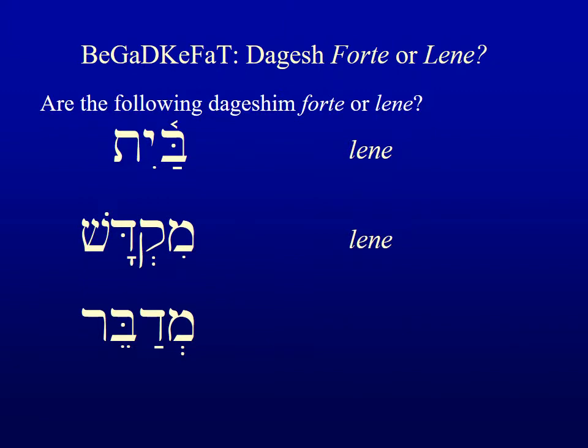We can look at a third case. Here we have a Begad Kafat letter with a Dagesh. If we look prior to the Dagesh, we have not a schwa, but a short vowel, patach. This is not the first letter in the word. It's not following a schwa, so it is Dagesh Forte. That means it is indicating a doubled Bet.